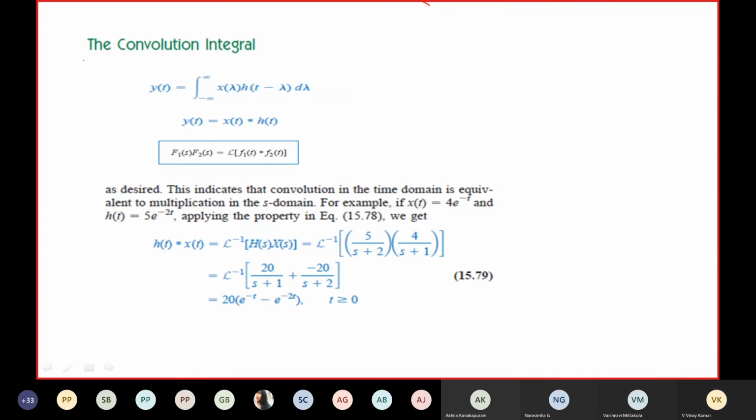Convolution integral. The convolution integral is used to find the response y of t. Convolution means folding. This is the formula: y of t equals the integration from minus infinity to infinity of x of lambda h of t minus lambda d lambda.